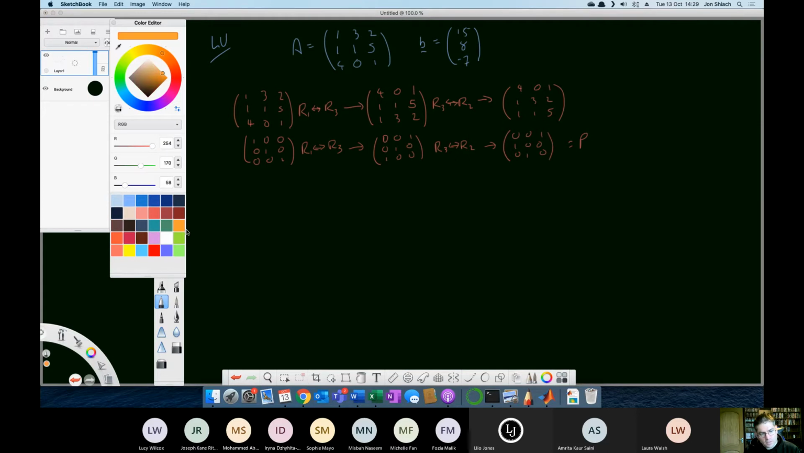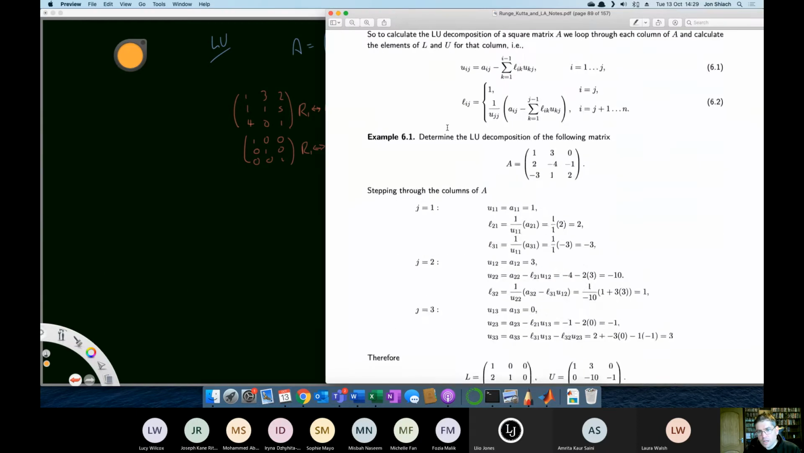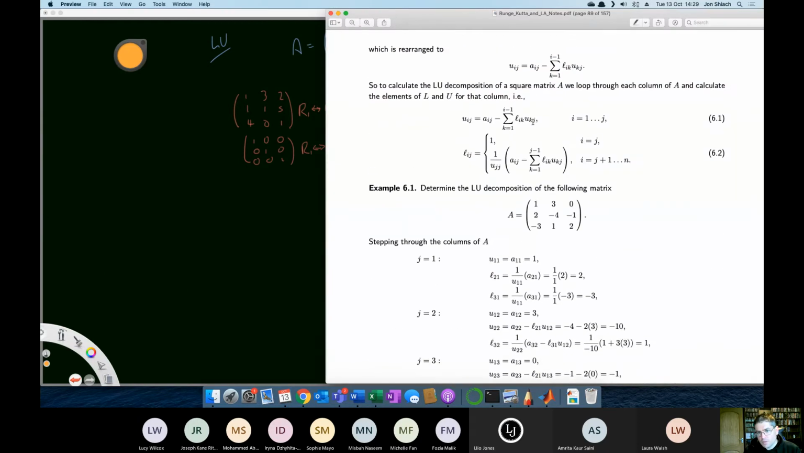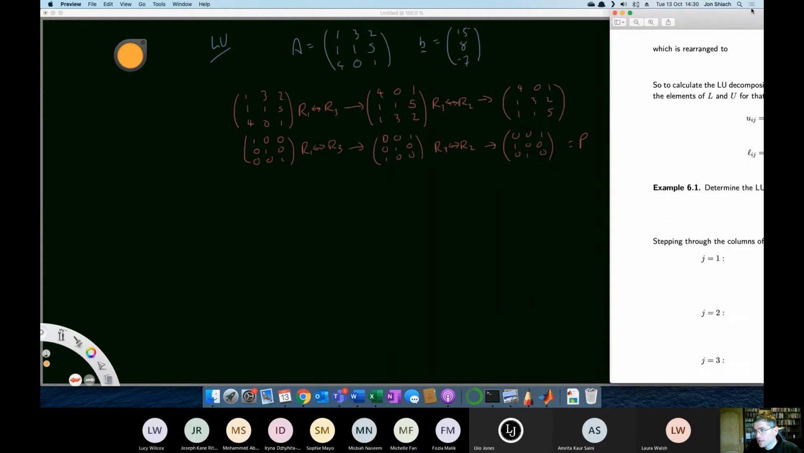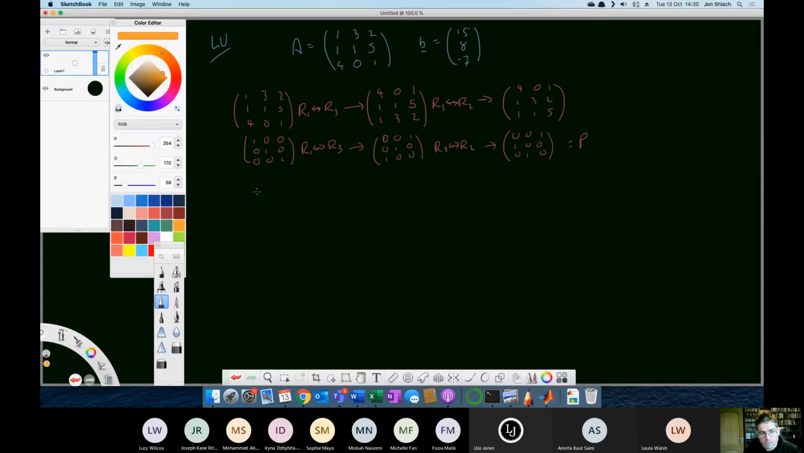The next thing I'm going to do is bring in the notes again. We're going to be using these two equations here, which I'm going to keep referring to. That's on page 81 in the notes. Those are given to you. It's not something I'm expecting you to remember. So we start with our first column.